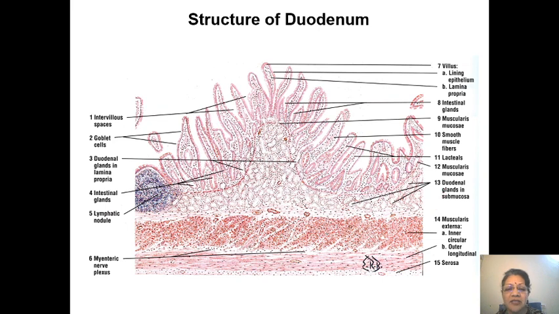So duodenal glands in the submucosa have to be drawn as cut sections of duct-like structures which will be secreting their bicarbonate-rich mucin into the lumen. Then muscularis externa is inner circular, outer longitudinal. Serosa is the wrong word, please call it adventitia, tunica adventitia.